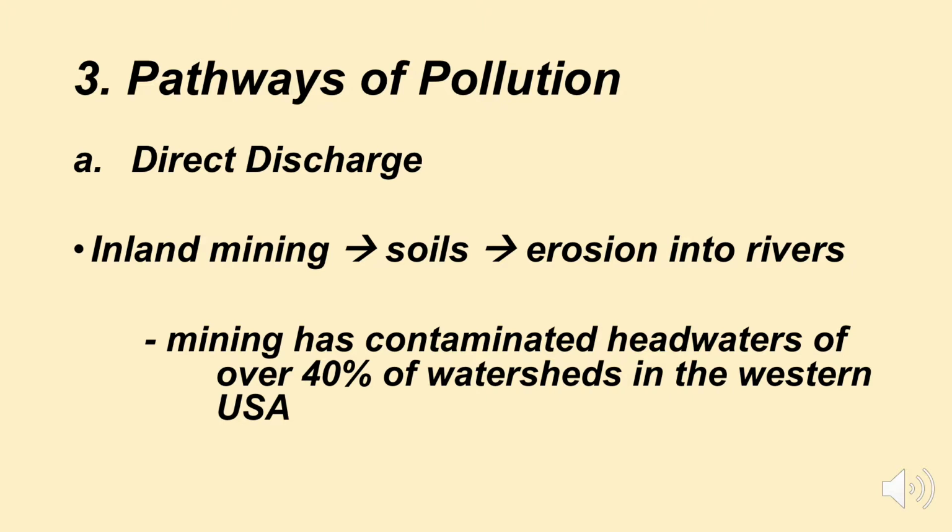For instance, in the western United States, mining has contaminated the headwaters of over 40% of the watersheds in the western United States. Well, eventually that goes downstream. Eventually that gets into the ocean. So direct discharge.